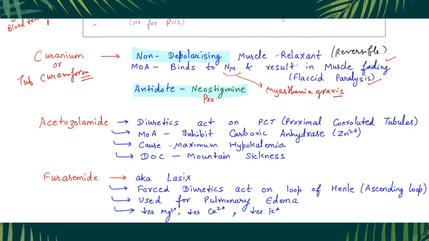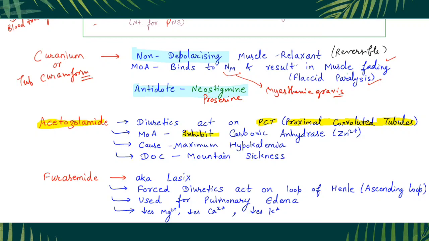Next drug is acetazolamide. Remember acetazolamide. It is a diuretic. We will discuss some diuretics, not all diuretics. It acts on the PCT, the proximal convoluted tubule. The mechanism of action is that it inhibits carbonic anhydrase.